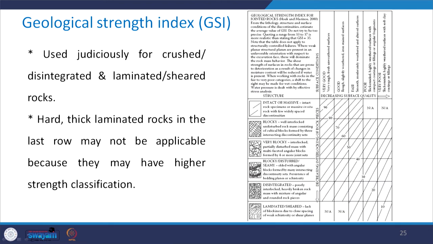Take a look here at this particular figure. There are six qualitative rock structures: intact or massive, blocky, very blocky, blocky or disturbed, disintegrated, and laminated or sheared. There are five surface qualities: very good, good, fair, poor and very poor. So basically this makes 6 rows and 5 columns. It is a 6 by 5 matrix, as I was mentioning earlier.